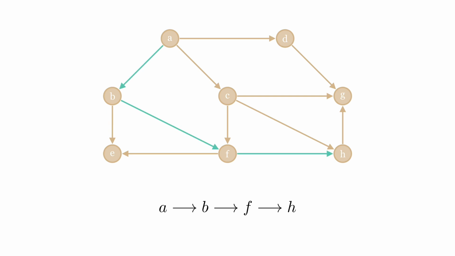A path in a graph is a sequence of edges that connects a sequence of vertices. If the path starts and ends at the same vertex, then it's called a cycle. A directed graph is strongly connected if there exists a directed path from every vertex to every other vertex. While there exists a path from A to H, there does not exist a path from H to A. Hence, this graph is not strongly connected. However, if this was an undirected graph, then there exists a path between every pair of vertices. Hence, this undirected graph is connected.